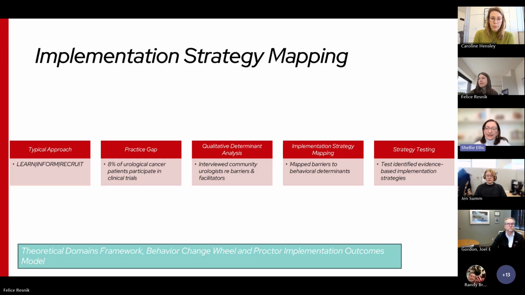But it's always a good idea to then test those strategies and make sure it's addressing the problems in as many contexts as possible. And throughout this work, we relied on the theoretical domains framework, which is paired with something called the behavior change wheel, which really helps you understand which evidence-based practices might work in this setting. And then we used implementation outcomes ultimately as well.